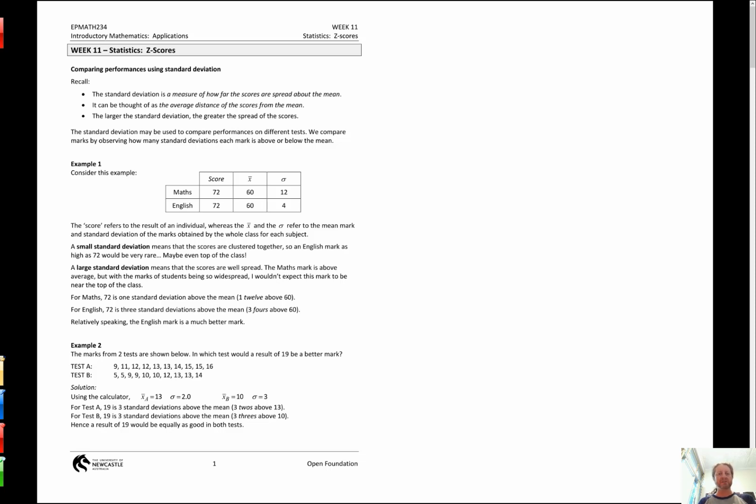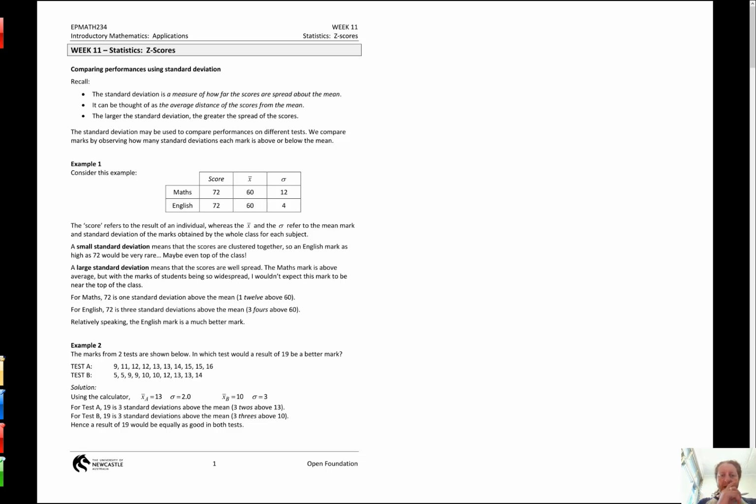Now recall first, standard deviation was how far the scores were spread around the mean. On average, how far was each score above or below the mean, which I mentioned was just the average distance of the scores from the mean. And the larger the standard deviation, the greater the spread of the scores. Now Z-scores are going to relate to standard deviation and mean. There's a Z-score formula we'll talk about soon, and it's all about the standard deviation and mean. Let's just look at an example first.